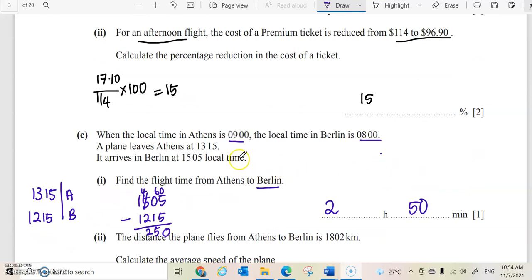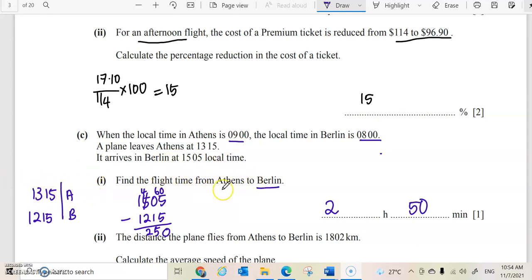And we go to the question C. When the local time in Athens is 09:00, the local time in Berlin is 08:00. A plane leaves Athens at 13:15. It arrived in Berlin at 15:05 local time. Find the flight time from Athens to Berlin.